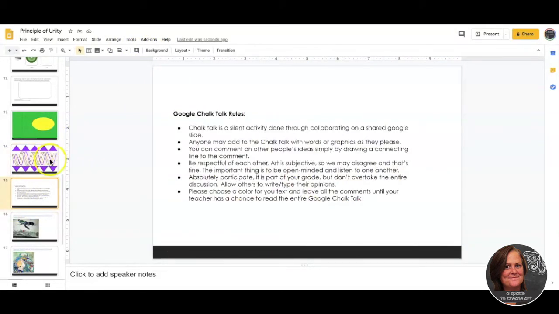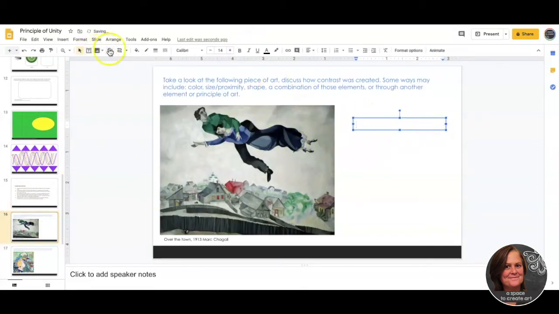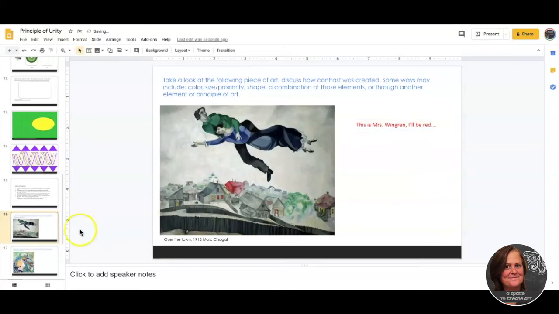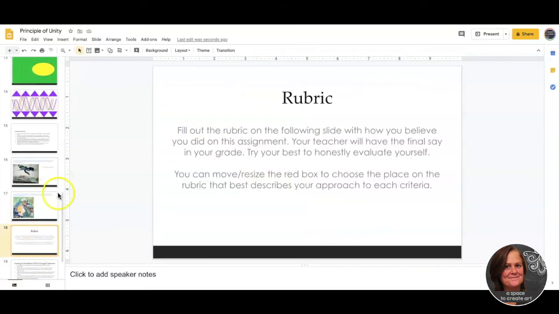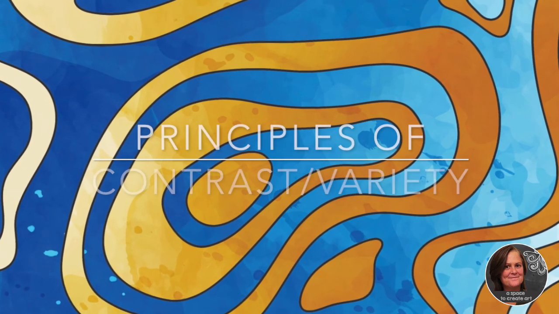Next, you're going to have what's called a chalk talk with your other classmates. Your teacher will break you into groups, probably using Zoom, and then each student will choose a color, and you're going to make comments and discuss the painting shown on the slide. All right? Then you're going to fill out your rubric, turn it into your teacher, and you'll be done.